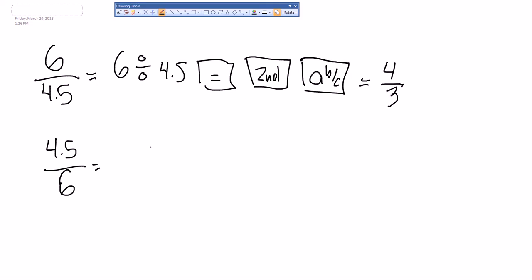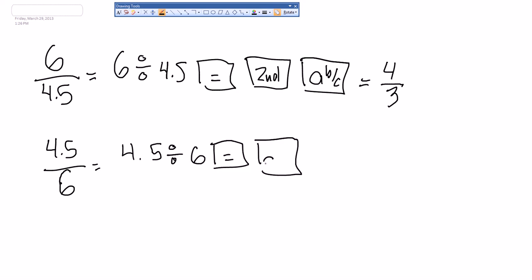So what I want you to do is to try the process. This one is going to be a proper fraction, so you can leave out this second function business here. So pause the video and give it a shot. So what we're going to have here is 4.5 divided by 6. You press the equals button. We're going to press our ABC button, and this is going to be equal to 3 over 4.